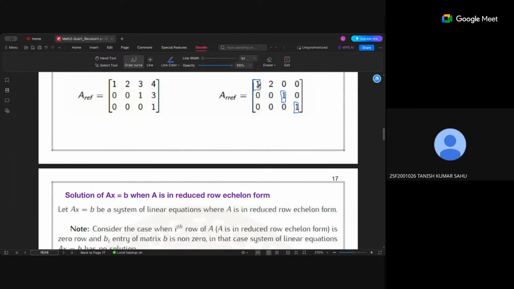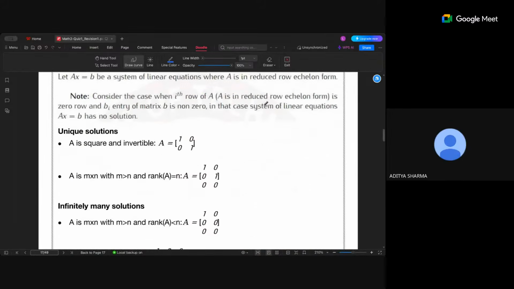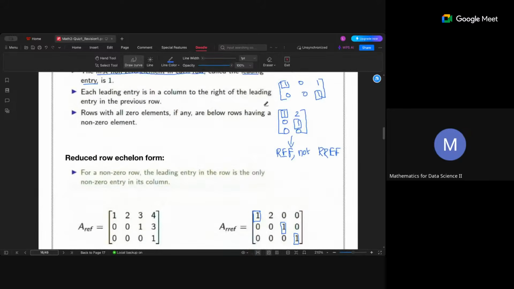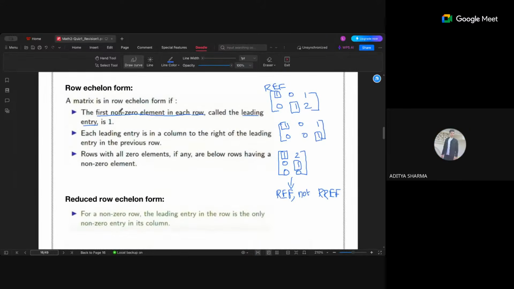Like after 0, no? Yeah, apart from 0, the only non-zero entry is 1. Leading entry should be 0? Leading entry, we never call it 0, sorry. Leading entry should be 1. Yeah.